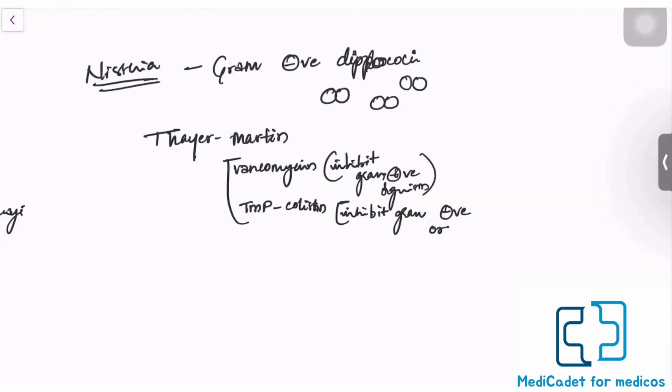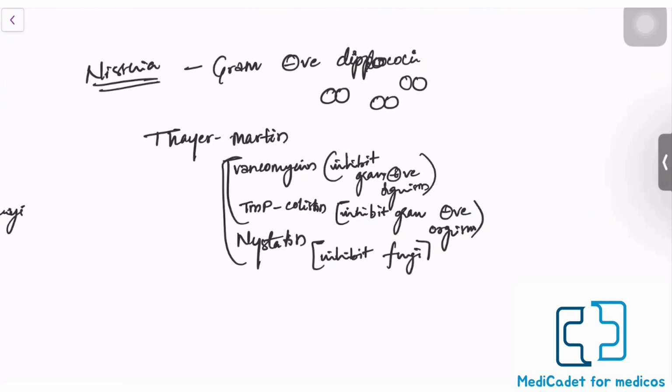Then we have nystatin, which will inhibit growth of fungi. So basically this Thayer-Martin agar has three main drugs which inhibit the growth of the other colonies, the gram-positive, gram-negative, and fungi, and only allow the Neisseria to grow, allowing us to easily identify the colonies growing in this agar.